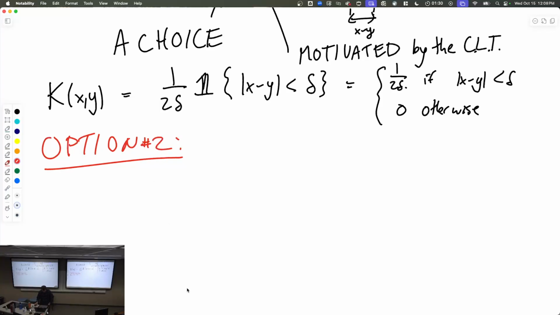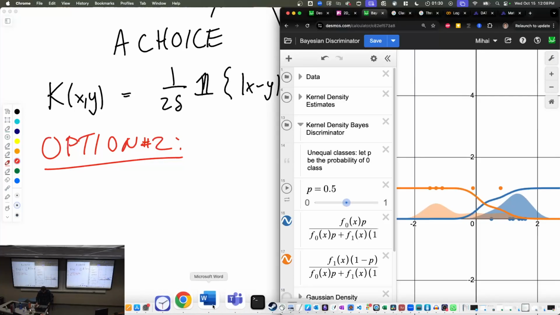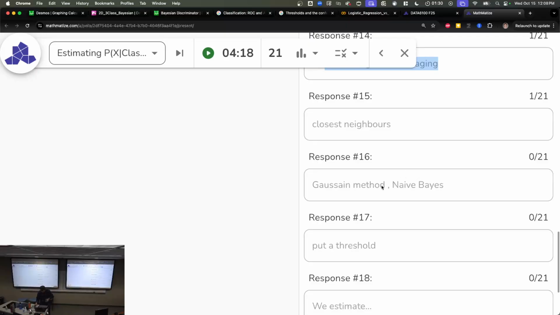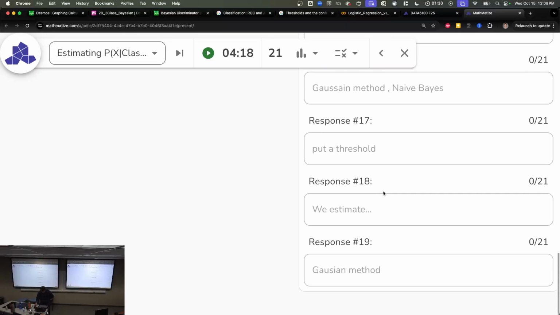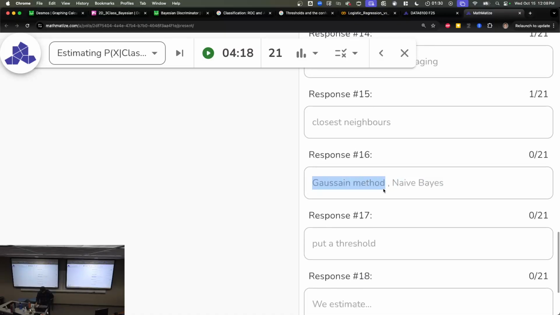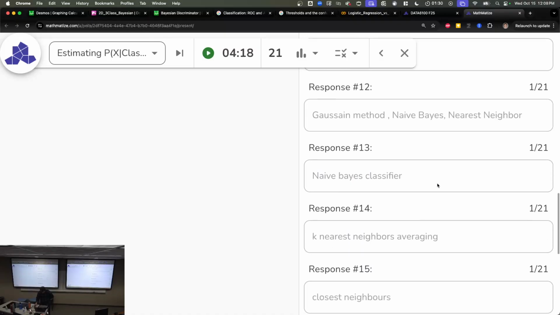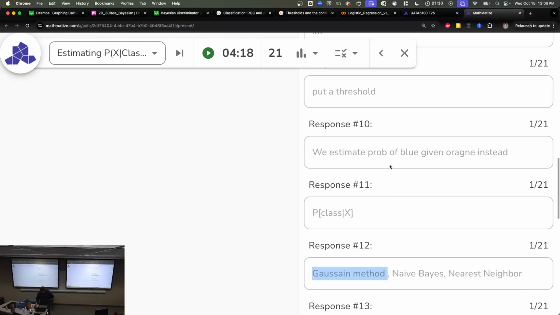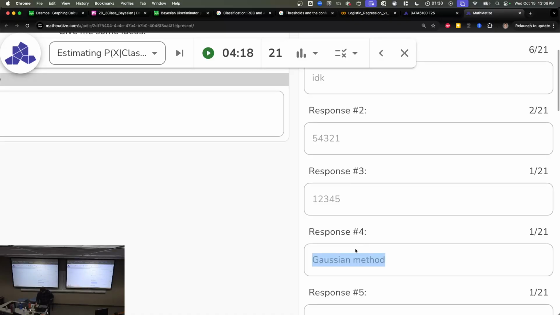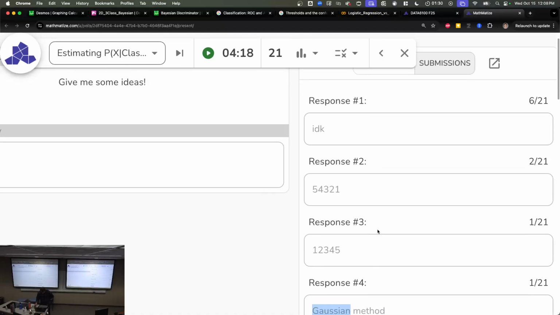And let's see what else people said in the mathematize. So there are some other good ideas there. Okay, option 2. All right. So some people are saying Gaussian method, Gaussian method. Well, you might pronounce it as Gaussian, depending on where you're from.